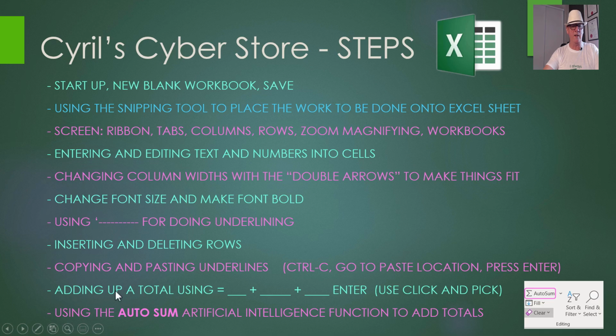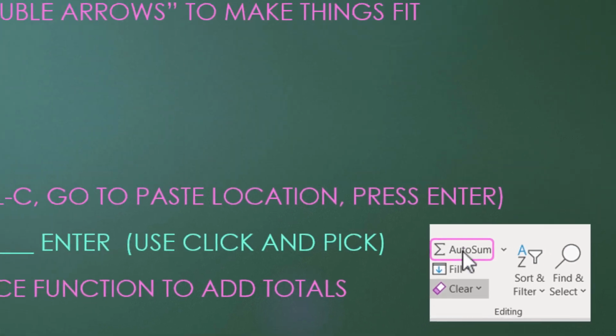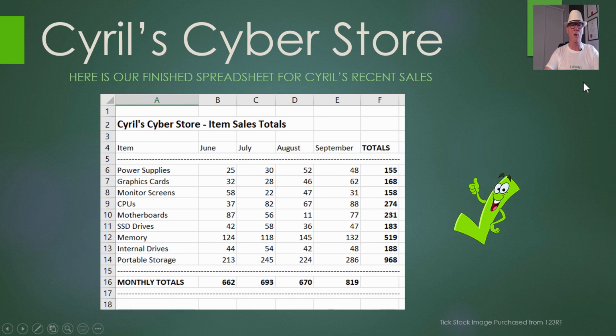Then we're going to learn the main things of this lesson, adding up using a formula like equals and click on a cell, plus another one, plus another box, and press the enter key. But then we'll find a much easier way is using the AutoSum artificial intelligence, which has been built into Excel as a more recent thing. And that's this kind of thing on the ribbon with this Greek sigma symbol, and it's called AutoSum, okay? And it's in the editing section of the ribbon, but we'll be learning that. So they're all the steps we've got to go through in this lesson, so we better keep moving along and get them done. And that's what the finished spreadsheet is going to look like for Cyril's.